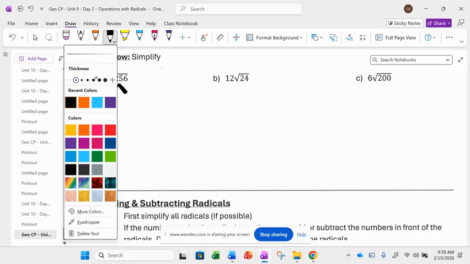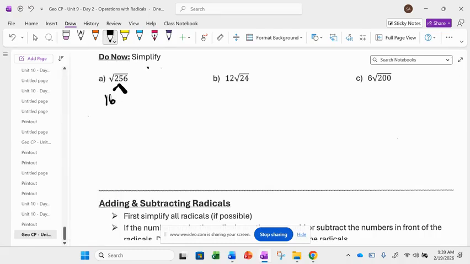is 16 and 16, which is a pair right there. And remember, whatever we circle comes on the outside one time. Is there anything left on the inside? No. So the answer of the square root of 256 is 16.